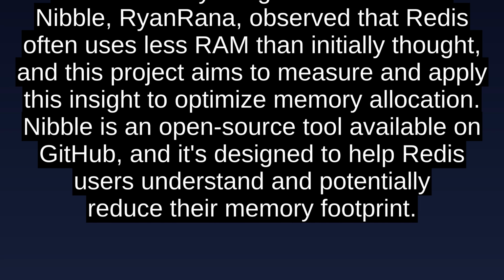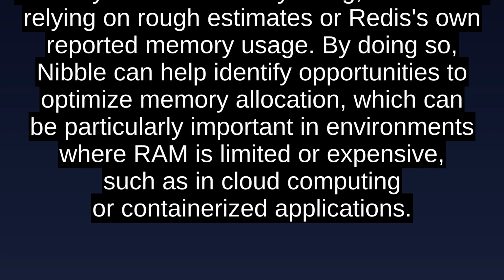Nibble is an open-source tool available on GitHub, and it's designed to help Redis users understand and potentially reduce their memory footprint. The idea behind Nibble is to provide a more accurate measurement of how much memory Redis is actually using, rather than relying on rough estimates or Redis's own reported memory usage.